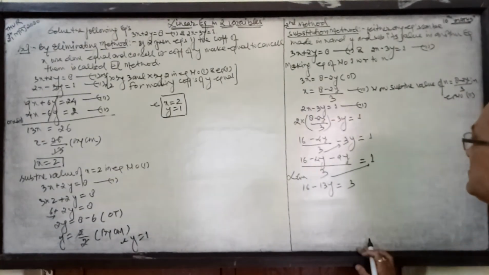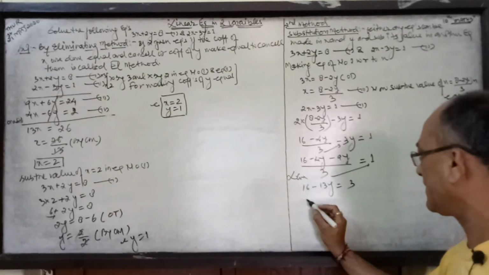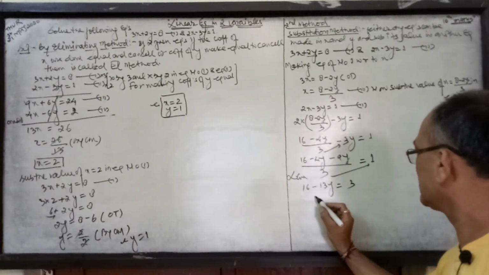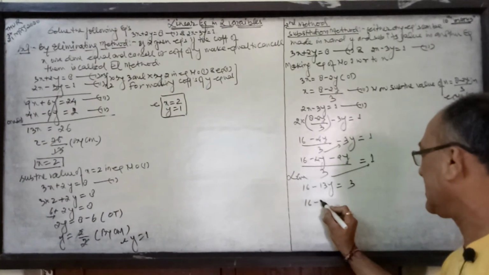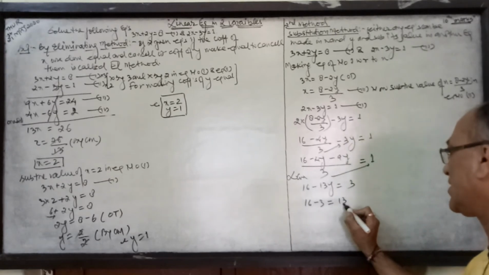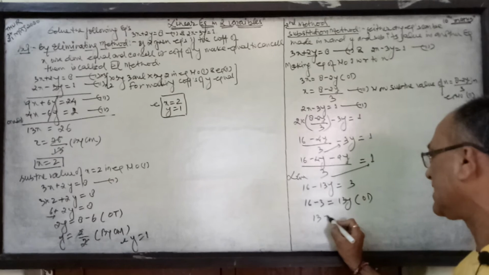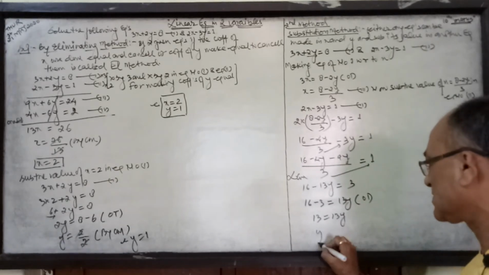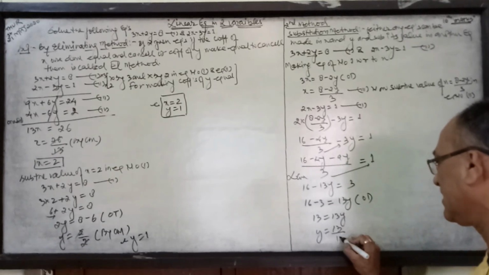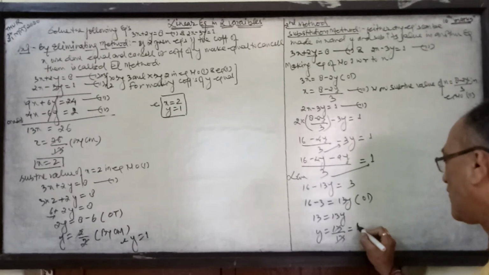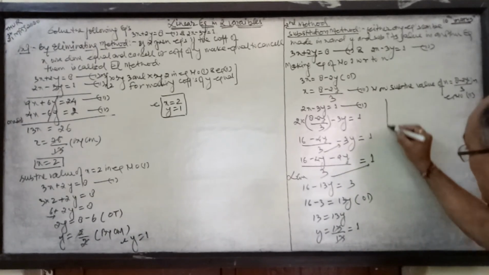So now 16 minus 3 is equal to 13y. It's known as OT. So now 13 is equal to 13y. So y is equal to 13 by 13. Now the value of y is coming 1.